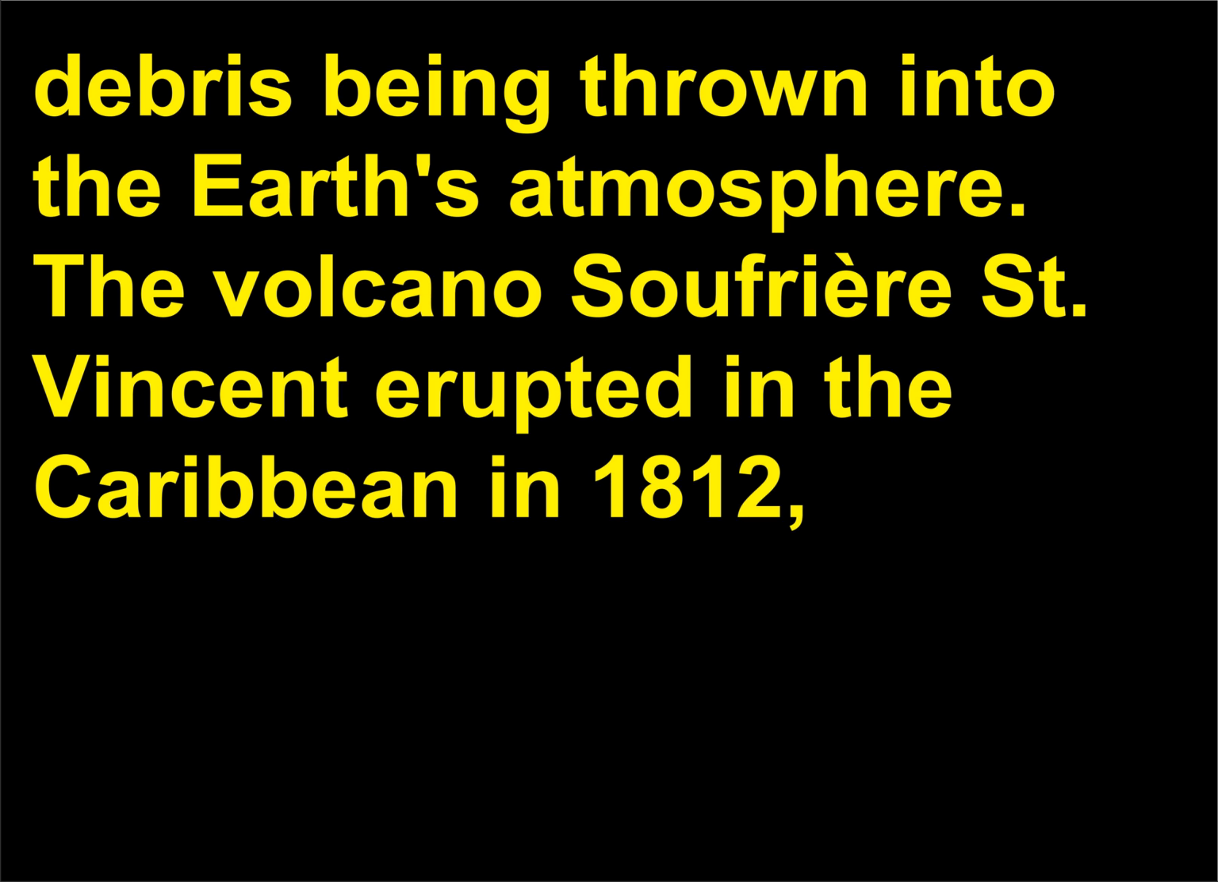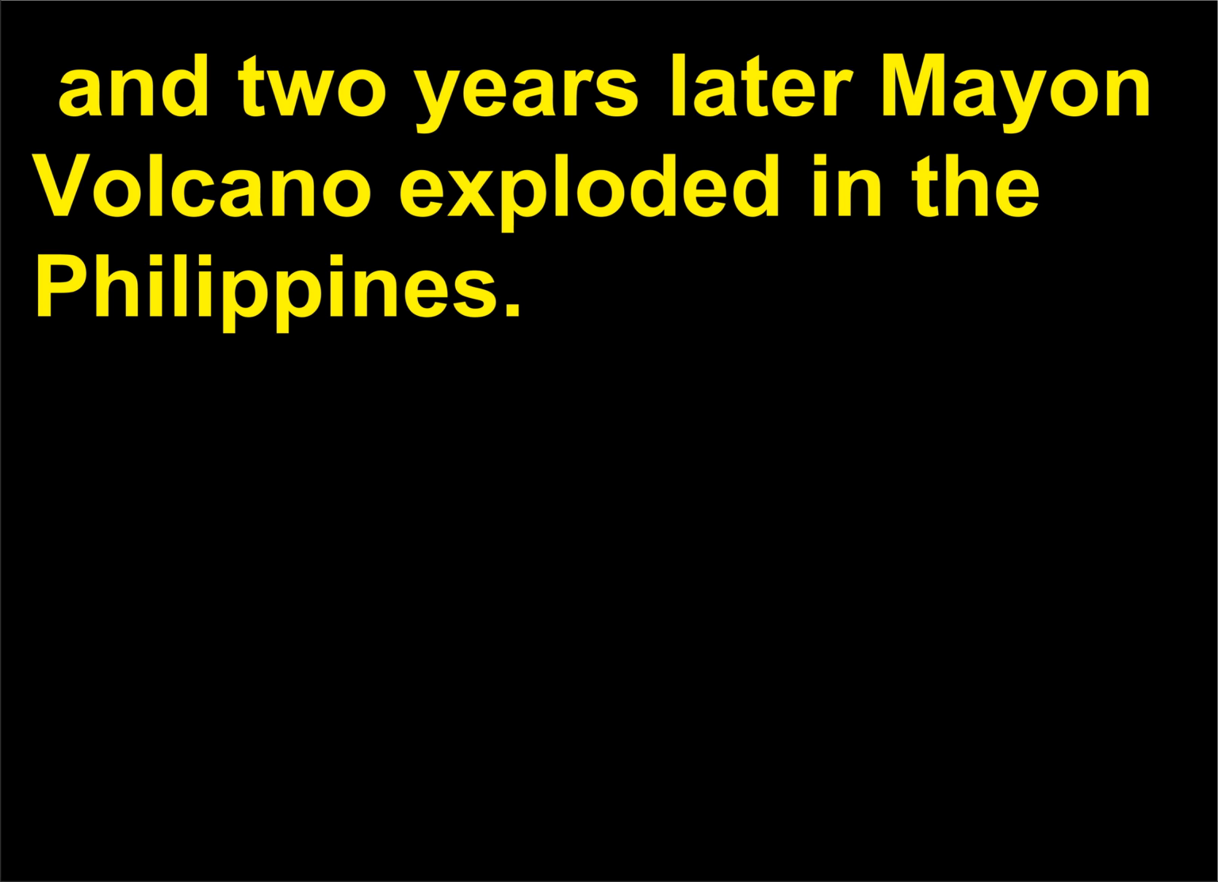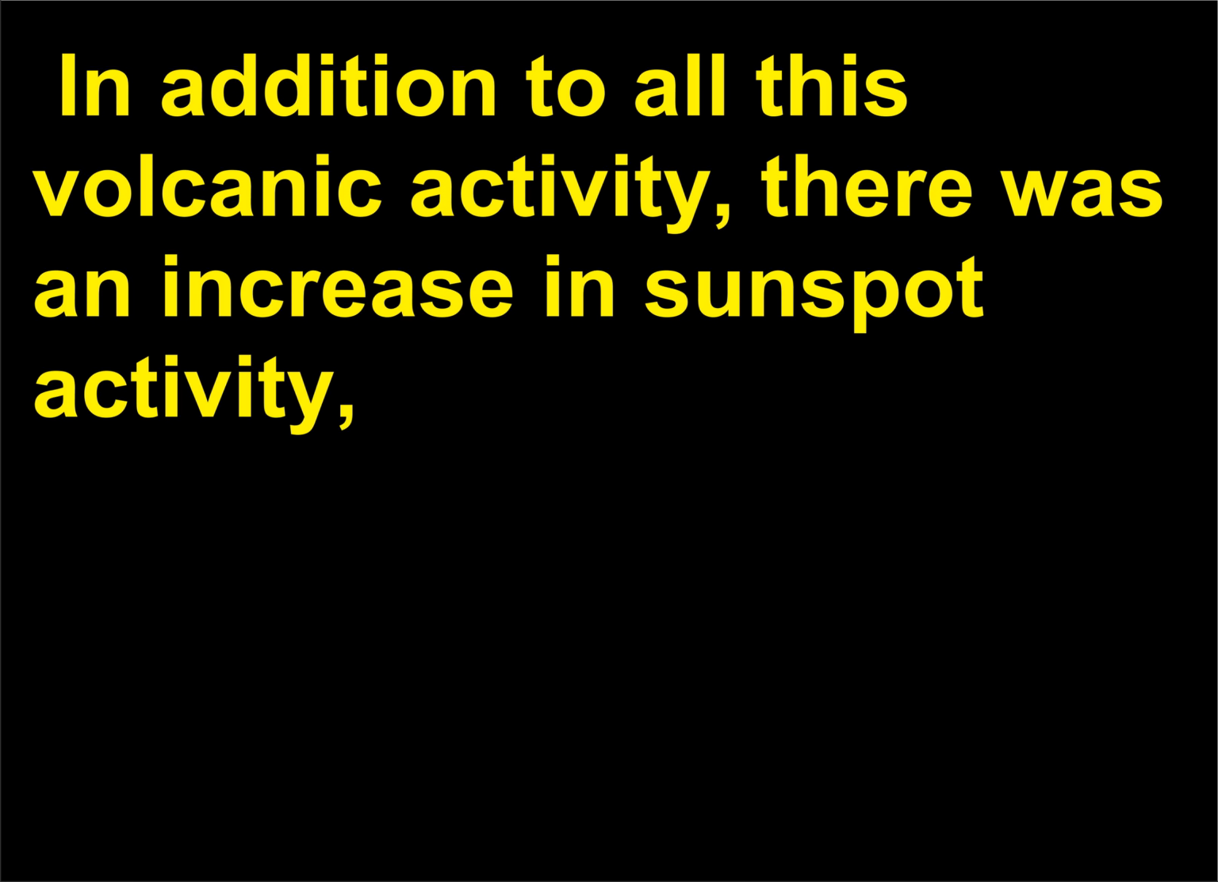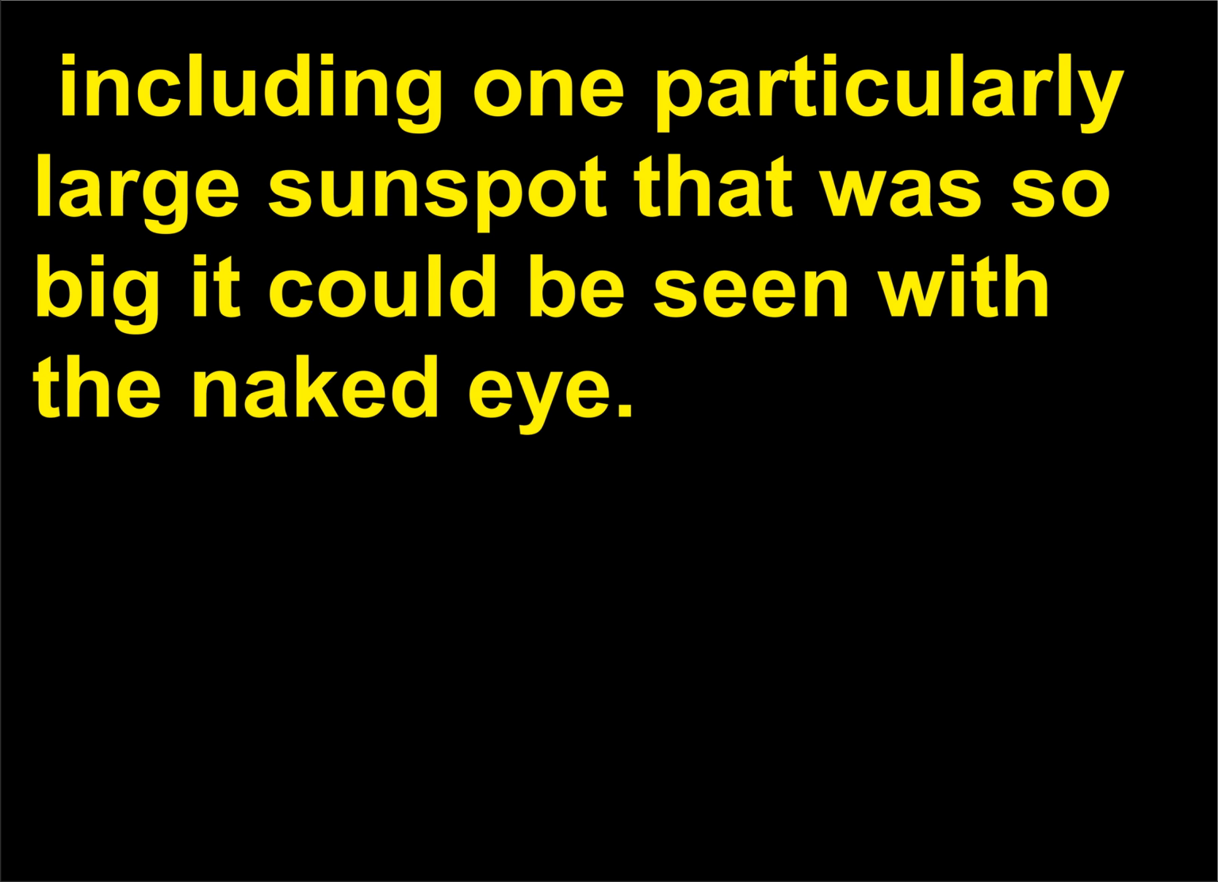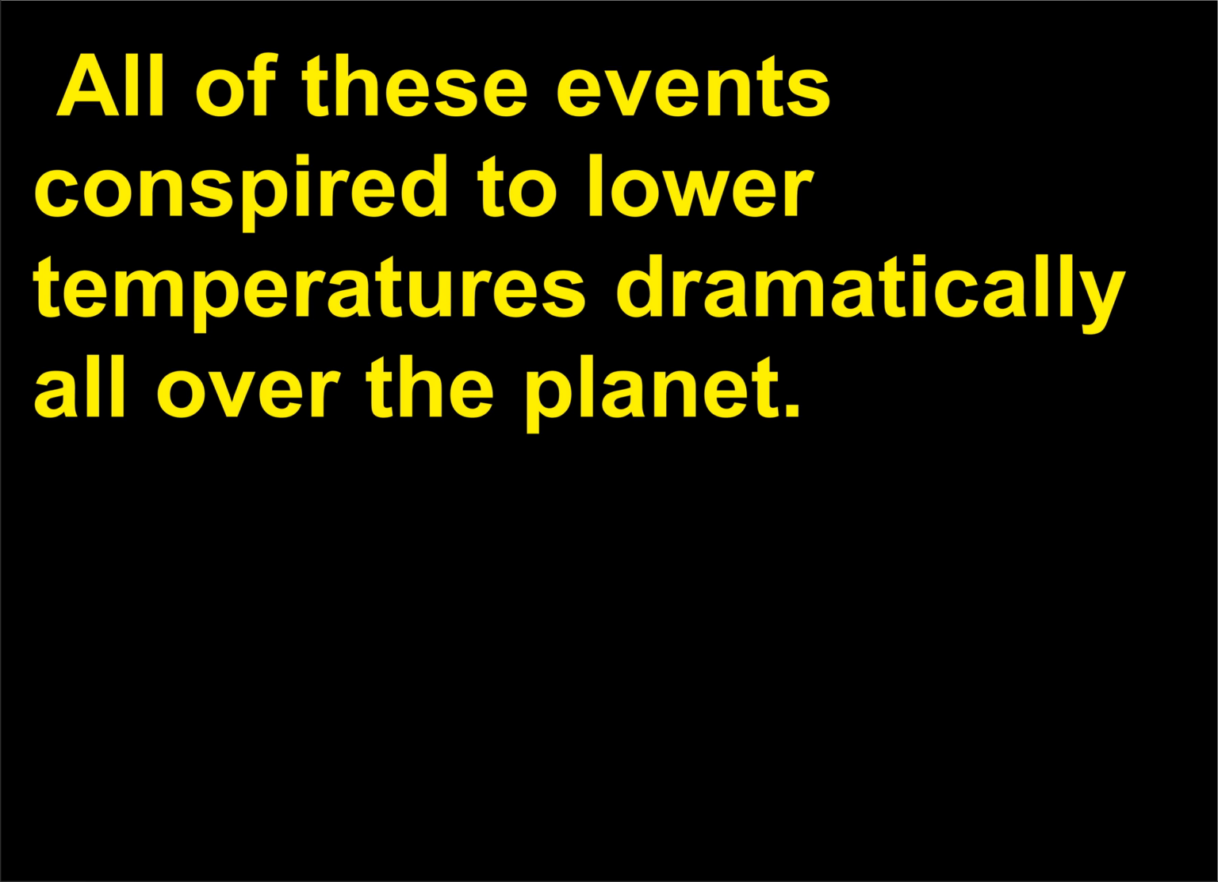The volcano Soufriere Saint Vincent erupted in the Caribbean in 1812. And 2 years later Mayon volcano exploded in the Philippines. In addition to all this volcanic activity, there was an increase in sunspot activity, including one particularly large sunspot that was so big it could be seen with the naked eye. All of these events conspired to lower temperatures dramatically all over the planet.